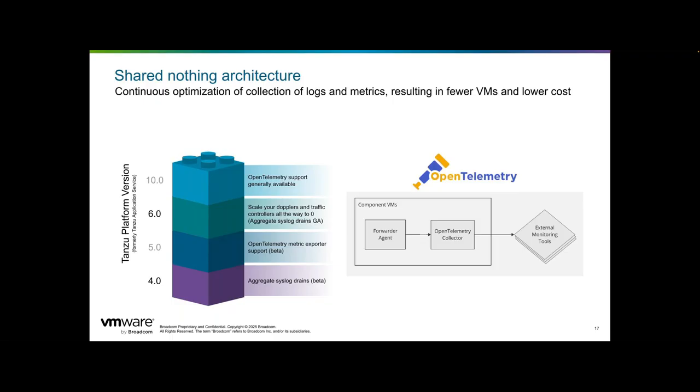So between the aggregate syslog drains and the OpenTelemetry metrics, you have a whole way to extract all the platform and app logs and metrics without traversing the whole firehose and Doppler traffic controller ecosystem. In 6.0, the aggregate syslog drains went GA, generally available. And then within the 10.0 timeframe, OpenTelemetry support became generally available as well.